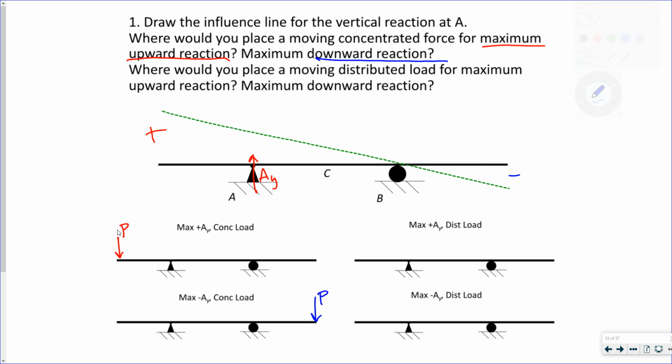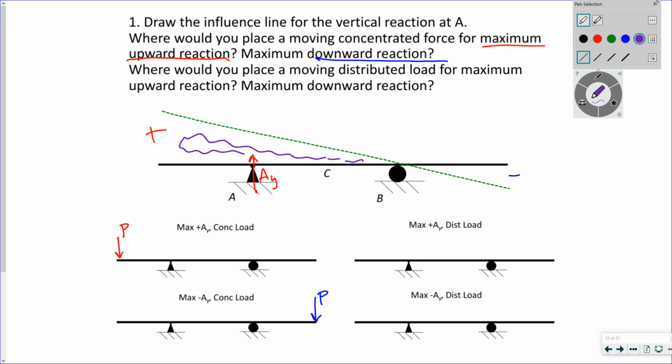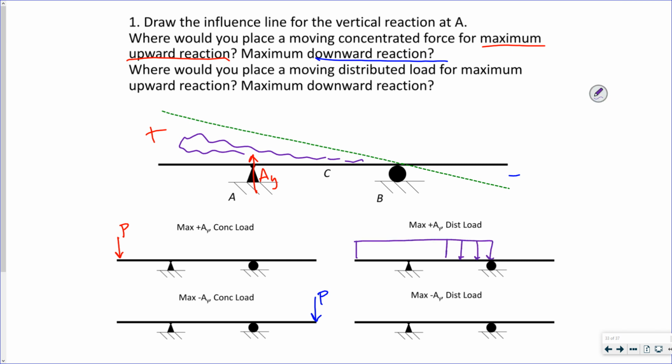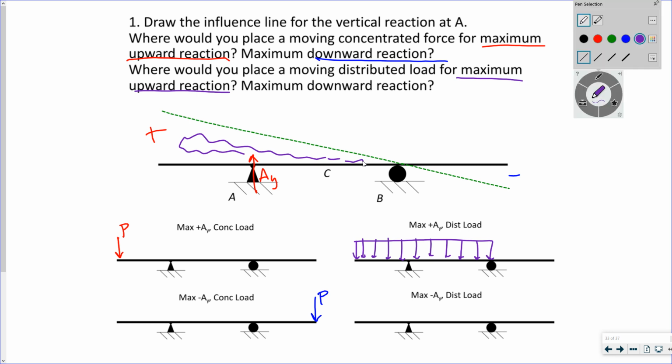Where would you put a moving distributed load for maximum upward reaction? Right? From the end over to that roller. Maximum upward reaction, distributed load. If you wanted a downward reaction, so in the opposite direction of the applied force, so we're going to come up with a different color. Orange, sure.